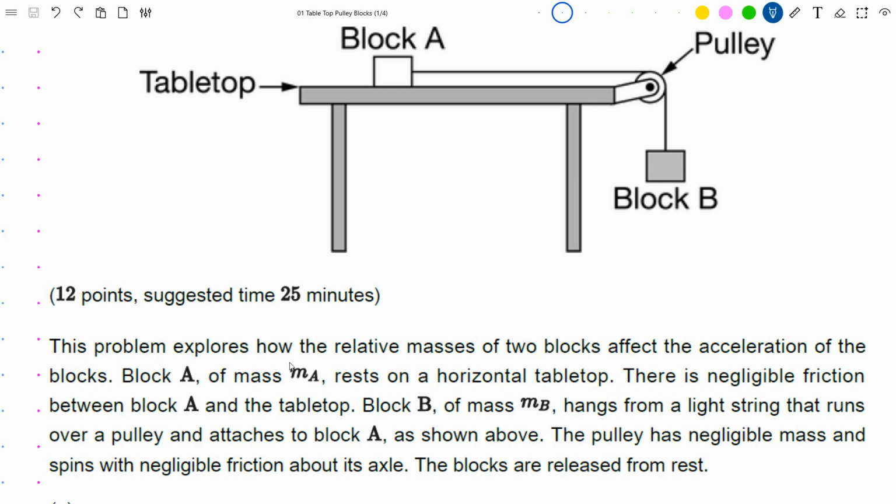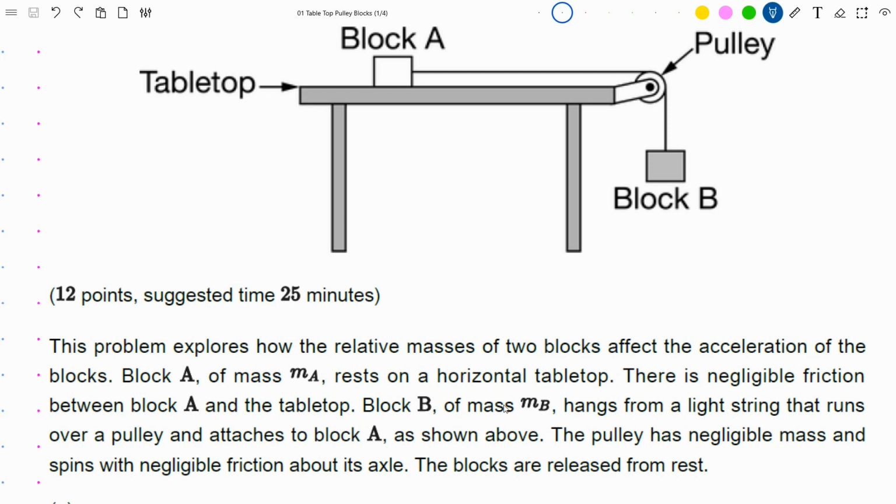This problem explores how the relative masses of two blocks affect the acceleration of the blocks. Block A has a mass that's just designated m_A, so that makes sense. It rests on a horizontal tabletop. There's negligible friction, and negligible means so little as to safely ignore completely. There is effectively no friction between the block and the tabletop, so that won't be a part of this problem.